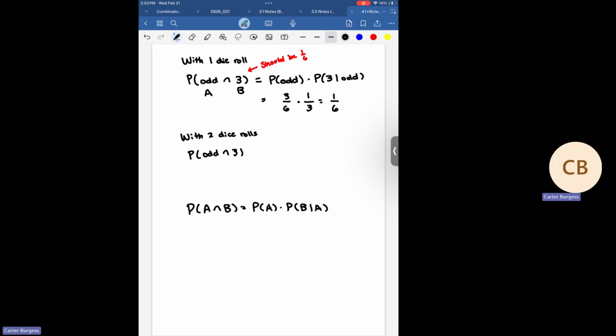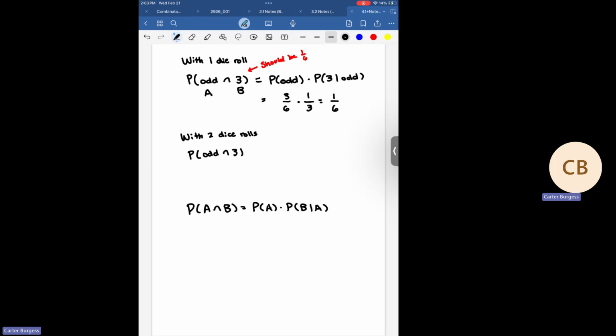Liz asked a great question here, which is what if we reversed it? Which we should be able to do, right? The probability of getting a 3 and an odd should be the same as the probability of getting an odd and a 3. What's the probability of getting a 3? 1/6. What's the probability of getting an odd given the fact that we have gotten a 3? 100%. So 1/6 times 1 gives us 1 in 6. Absolutely correct that we can do this in any order, and it should work out to be the same.